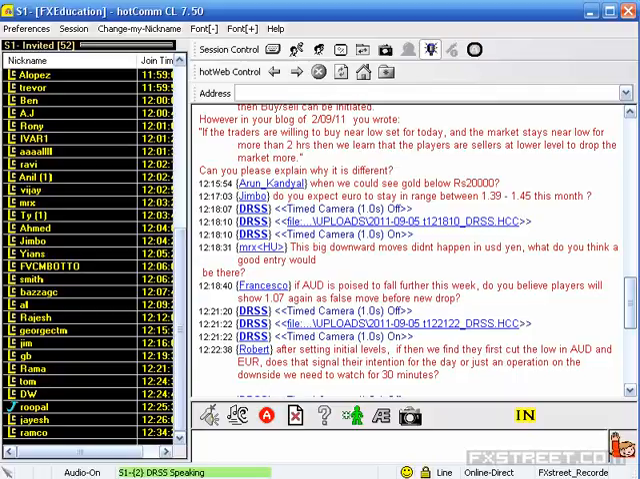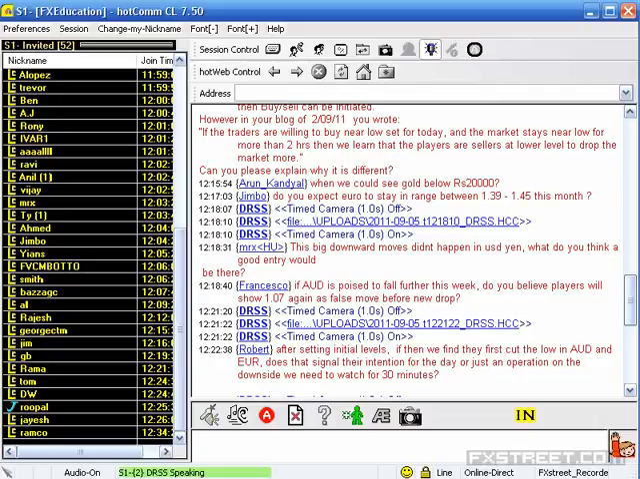Then Robert asks: after setting the initial level, we find that the first cut in the low is in the Australian dollar and euro. Does that signal the intention for the day, or is it just an operation on the downside? We need to watch for 30 minutes. We always need to watch for 30 minutes, sir, because they sometimes set the low and the high. Whatever low and high they set before 3:30 GMT, they are trying to increase the spread between the low and the high.